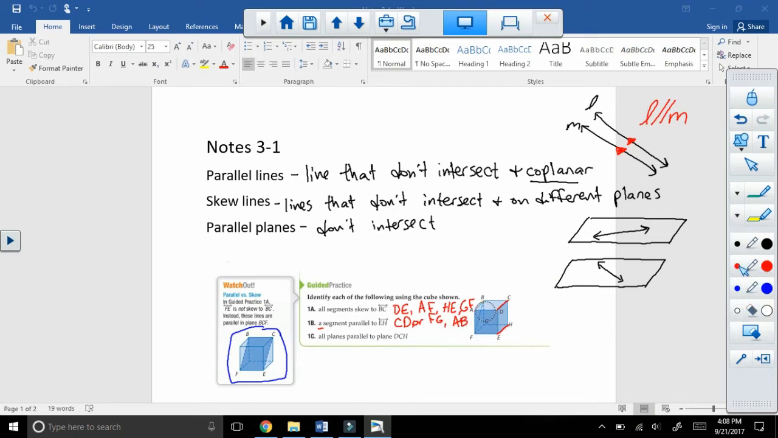And then for this last one, all planes that are parallel to plane DCH. So DCH is this plane here on the kind of right-hand side. I would say that the plane that's parallel to that is FAB. Or you could include the letter G. You could include all four. I wouldn't mark that wrong, but you really only need 3 points to define a plane. The fourth one is just writing it out extra if you want to.